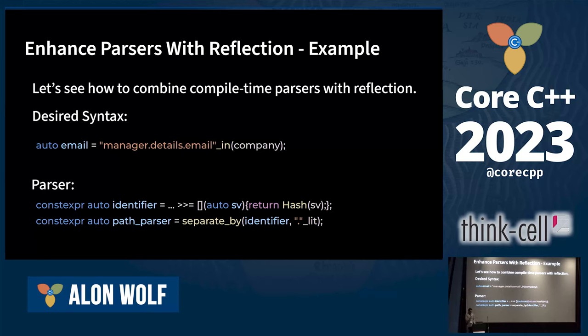I know this is not the most exciting syntax, but it will be a good example to show how we can work with compile-time parsers and how they can integrate with reflection. So our identifier parser matches an identifier and converts it into a hash value, similar to what macro rules does. And our path parser is just a bunch of identifiers separated by a dot literal. Because I wanted to experiment, I wrote my own parsing library, but you can use any of the libraries we discussed before to do it.